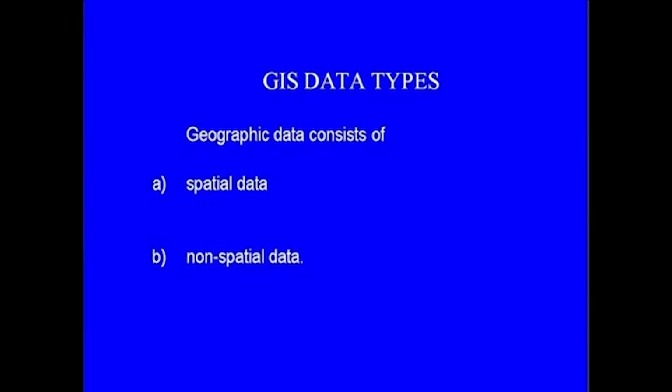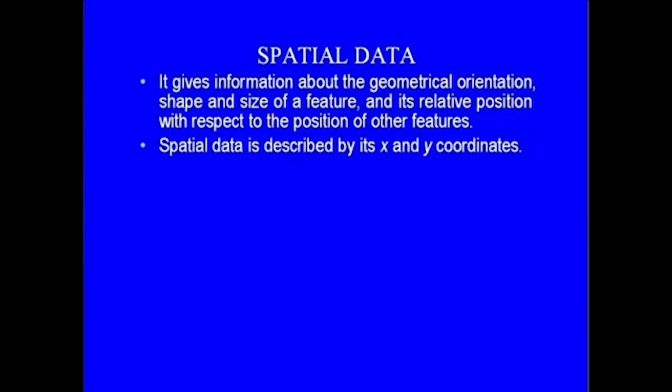Now, GIS data types can be categorized into two types of data. One is spatial data and the other is non-spatial data. So, now let us look at what is spatial data. It gives information about the geometric orientation, shape and size of a feature and its relative position with respect to the position of other features. Spatial data is described by its x and y coordinates.